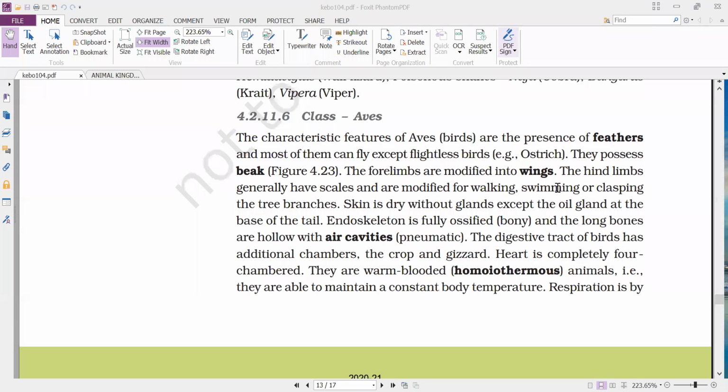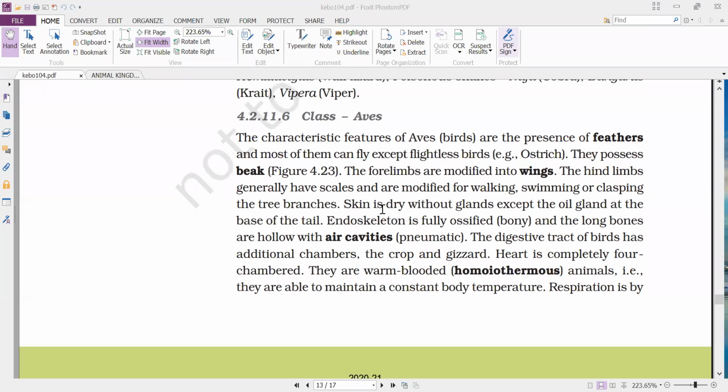And next, the hind limbs generally have scales, that means the hind limbs are covered by scales. They are meant for walking, swimming, or clasping the tree branches, that means holding the tree branches. In some they are used for walking or running, in some aquatic birds they are modified for swimming, and in some birds they are used for holding the tree branches, that is clasping.